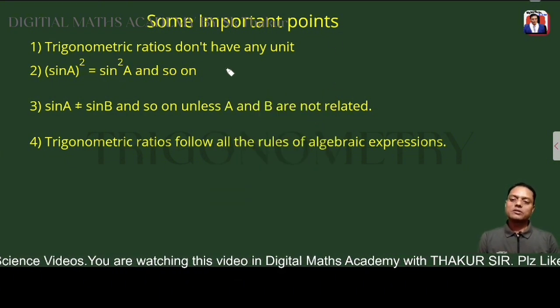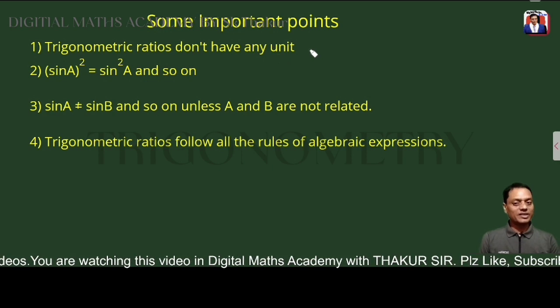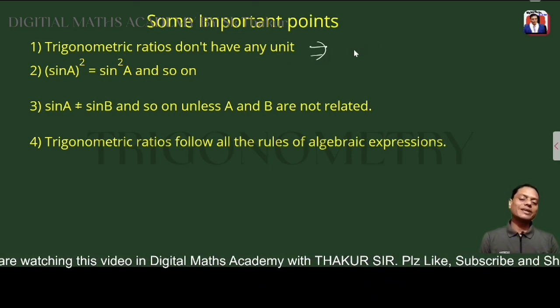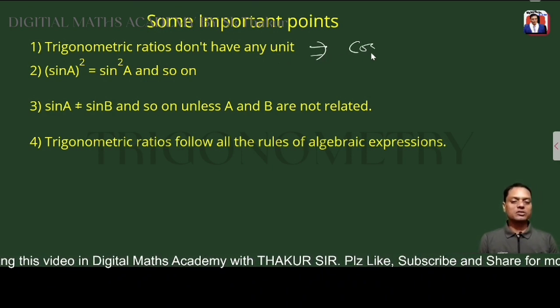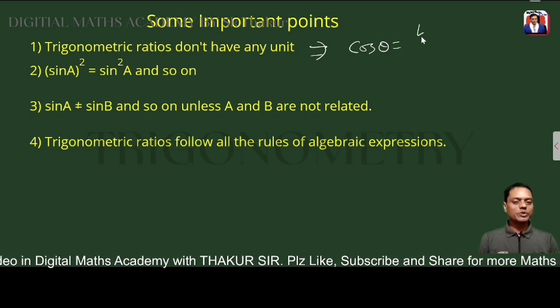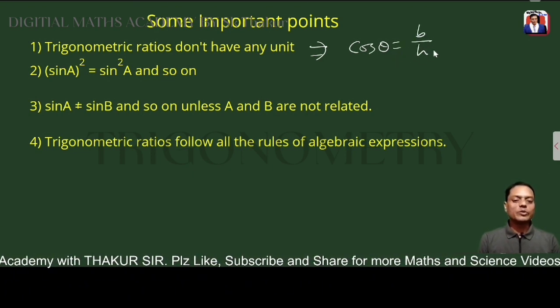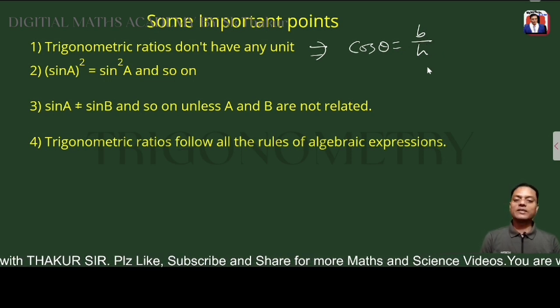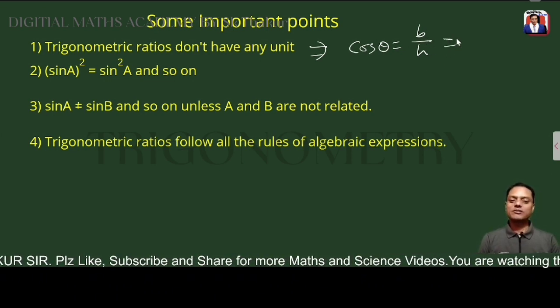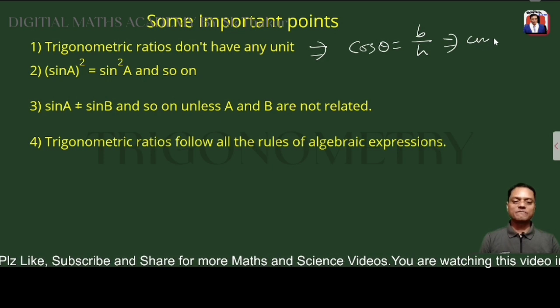The first point: trigonometric ratios don't have any unit. If we take any trigonometric ratio, for example cos equals B by H, it is a ratio of the same unit, that is base is also in length, H is also in length, so you can say that it is unitless.